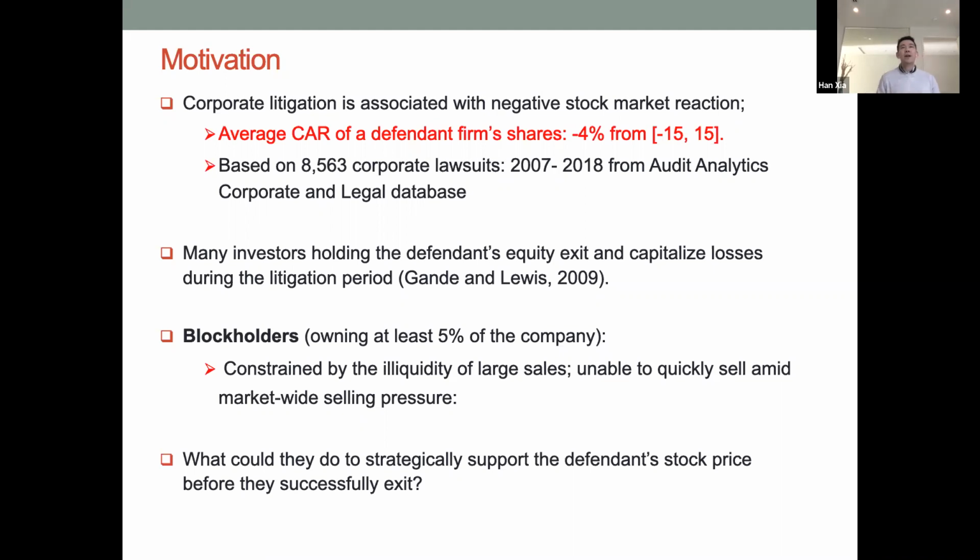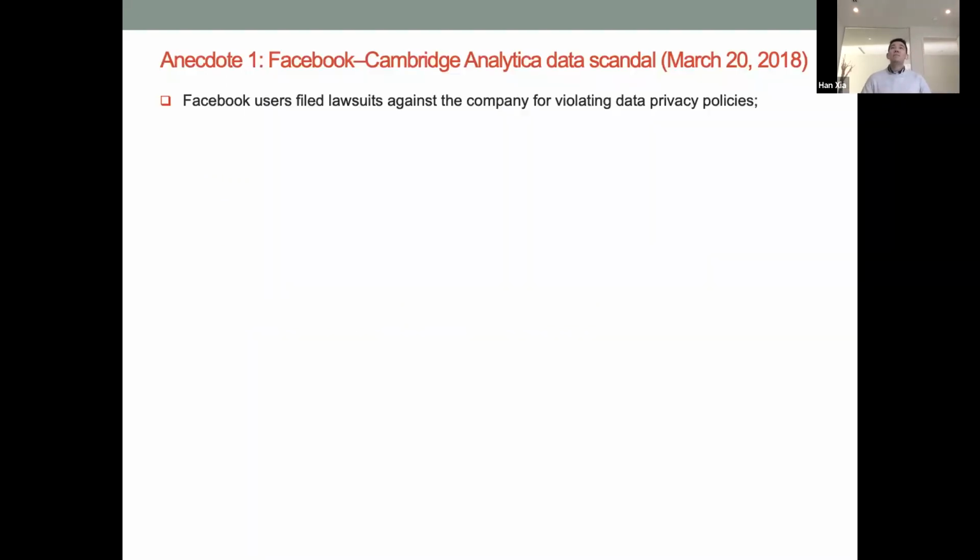Now, before we formally answer this question, I would like to show you a few anecdotal examples, and hopefully they will summarize the key intuition of the paper. The first example that I would like to talk about is the Facebook Cambridge Analytica data scandal. That happened in early 2018. Facebook users filed a lawsuit against the company for violating data privacy.